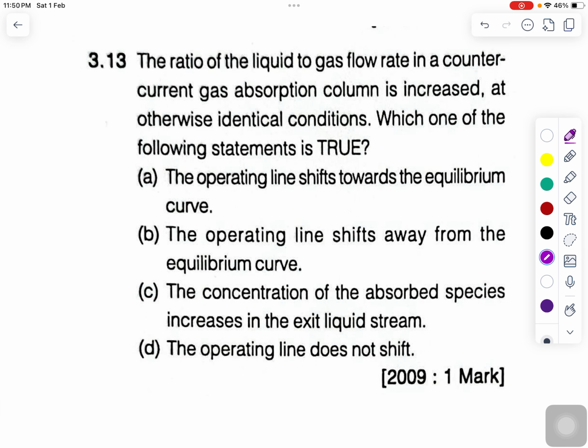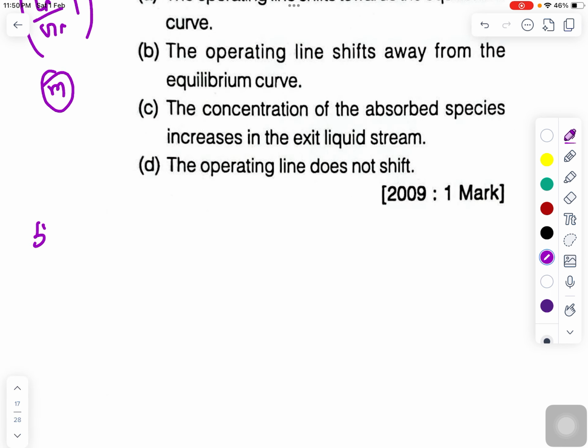Now moving towards the next question. The question says that the ratio of the liquid to the gas flow rate in the counter current absorption column is increased. So let's say the ratio of liquid to gas flow rate in the counter current absorption column is increased. So Ls by Gs is increasing, right? Here the operating line shifts towards the equilibrium line. When we talk about this one, what is the equilibrium line and m? What is the slope of the operating line? Slope of the operating line is equal to Ls divided by Gs.